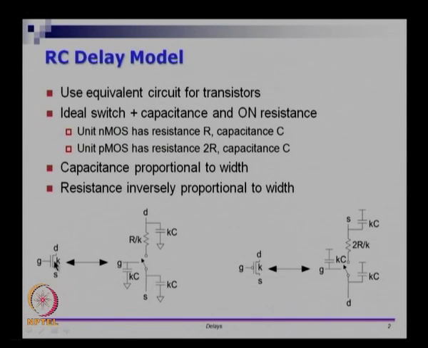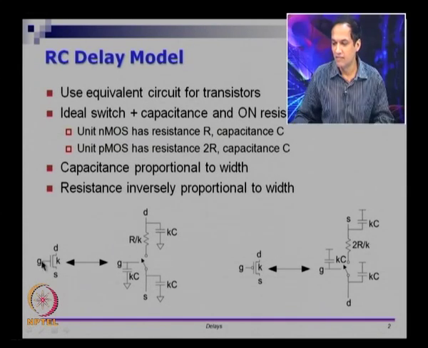So let us see how an NMOS device would look. We took various gate capacitances, lumped them here, and we took various capacitances and put them here, and there is a resistance here. Resistance is usually inversely proportional to the width and capacitance is proportional to the width.